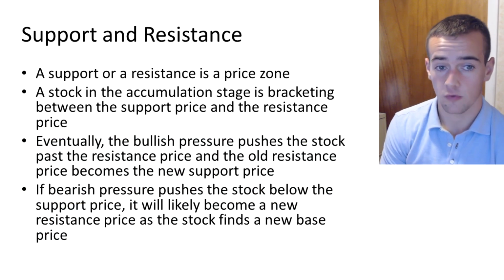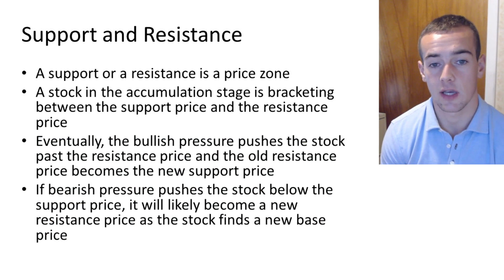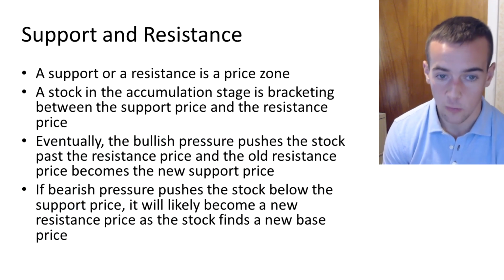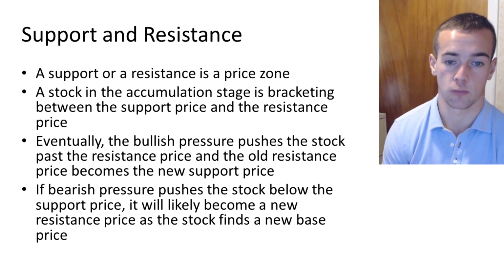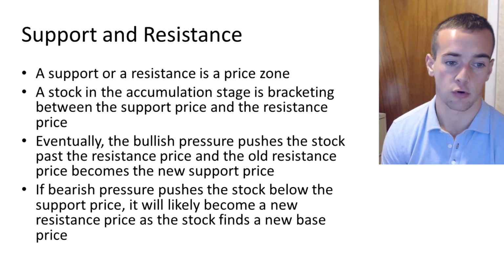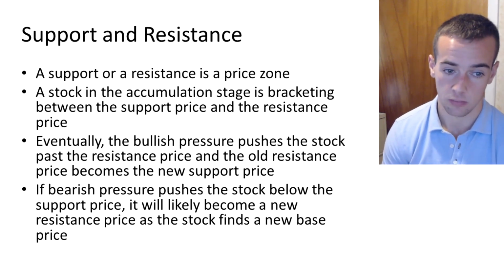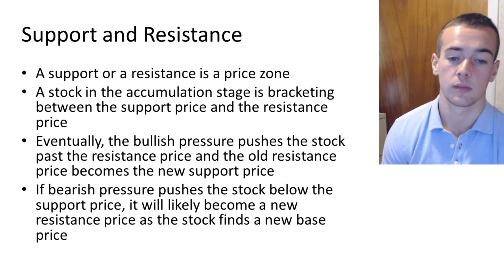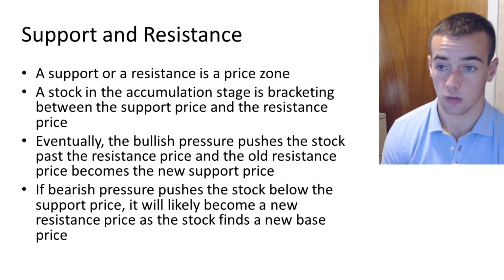So a support or resistance is actually going to be a price zone, and a stock in the accumulation stage is bracketing between the support price and the resistance price. Eventually the bullish pressure pushes the stock past the resistance price, and the old resistance price becomes the new support price. Now if bearish pressure pushes the stock below the support price, it will likely become the new resistance price for that stock as it tries to find a new base below it.